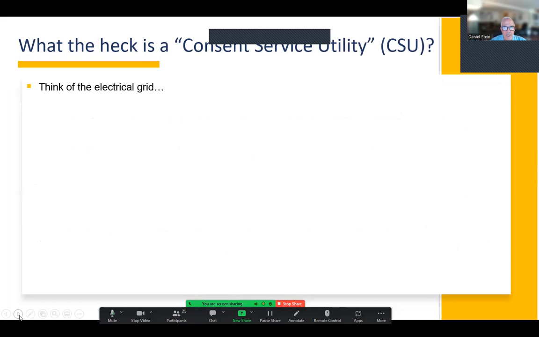Again, from a consent utility perspective, think of the electrical grid: different people contributing over geographic distances, but maintaining the local support of it locally.